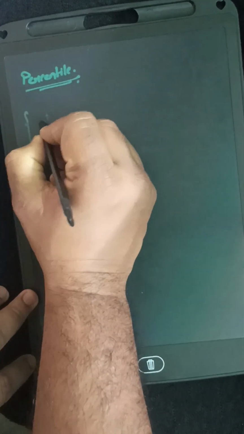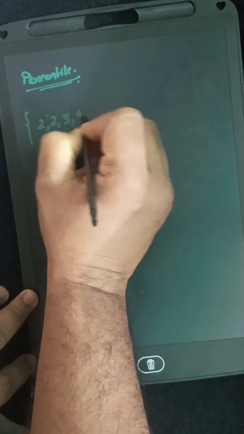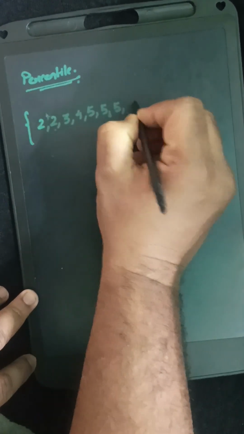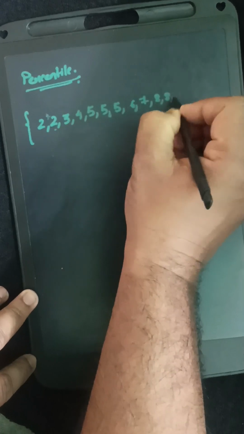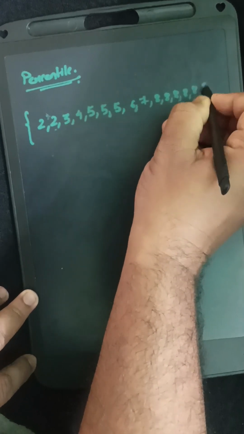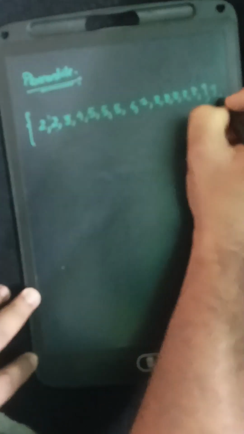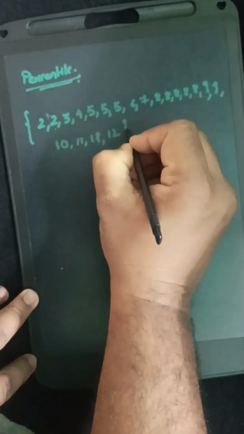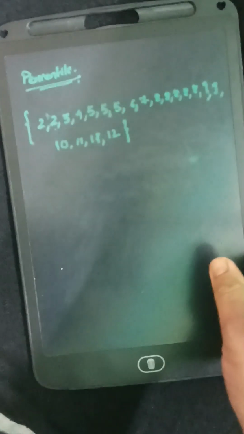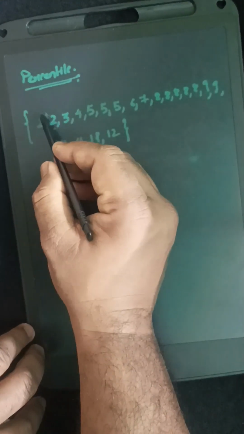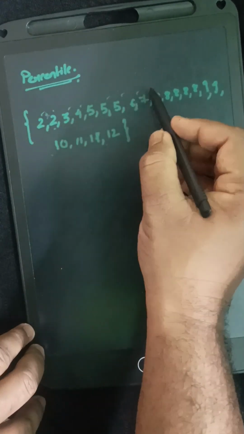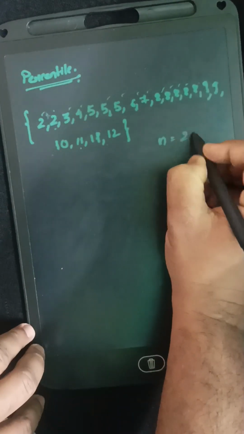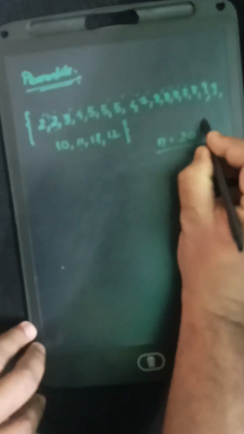So let's have a data set: 2 2 3 4 5 5 5 6 7 8 8 8 8 8 9 9 10 11 11 and then there is 12. Fine. So I am having data which has elements 1 2 3 4 5 6 7 8 9 10 11 12 13 14 15 16 to 19 20. So n, the total number of samples or elements, is 20.